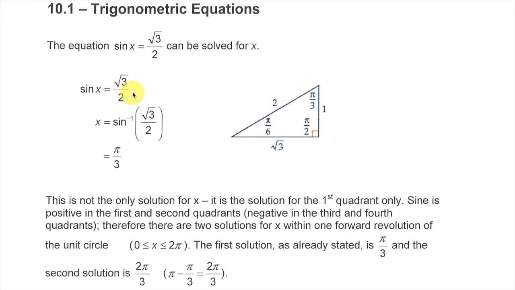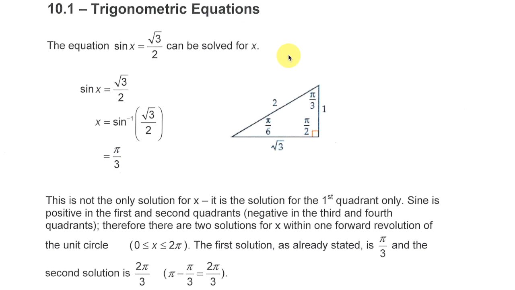I want to strip this back to get an answer for x. So what I do is take inverse sine of both sides. So if I take inverse sine of sine x, that will give me x. And I need to evaluate what inverse sine of the square root of 3 on 2 is as well. Now obviously I could use my CAS to work that out, but we can use this triangle. And you need to be able to use this triangle because it's very typical kind of exam 1 question.